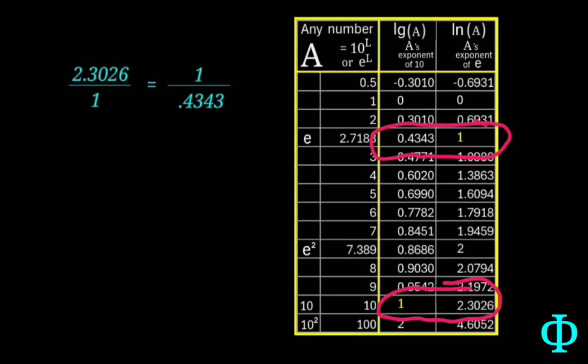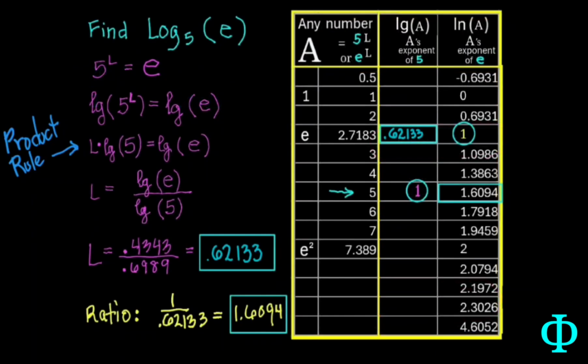In fact, there would be a unique ratio between any two sets of log values for any a and any pair of bases. Here's the proof that any pair of bases have log values that have a consistent ratio to one another. Compare a few log values of base 5 to those for base e. Log base 5 of 5 is 1. Find the L value when 5 to the L equals e.